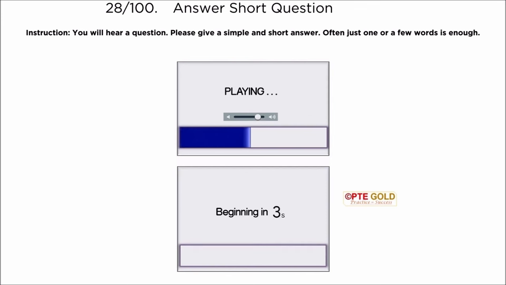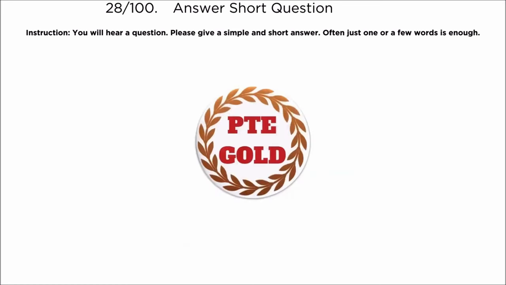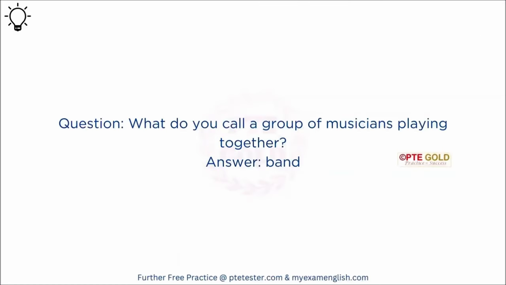What do you call a group of musicians playing together? Band.